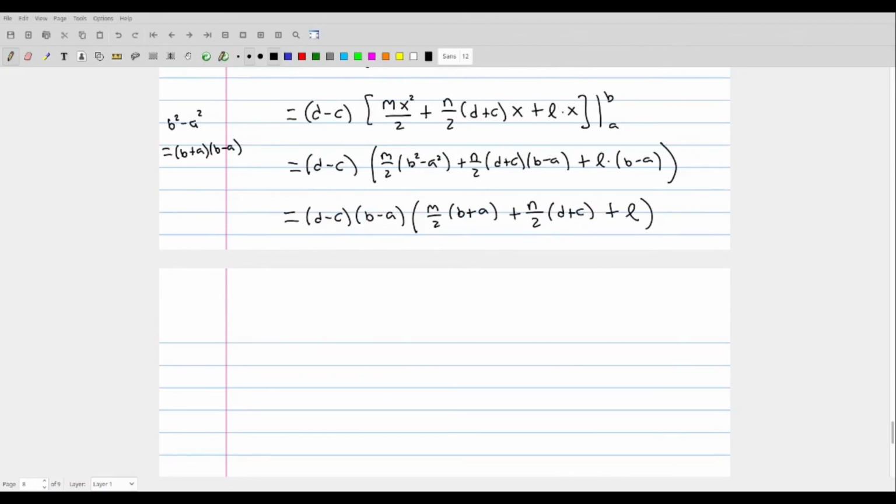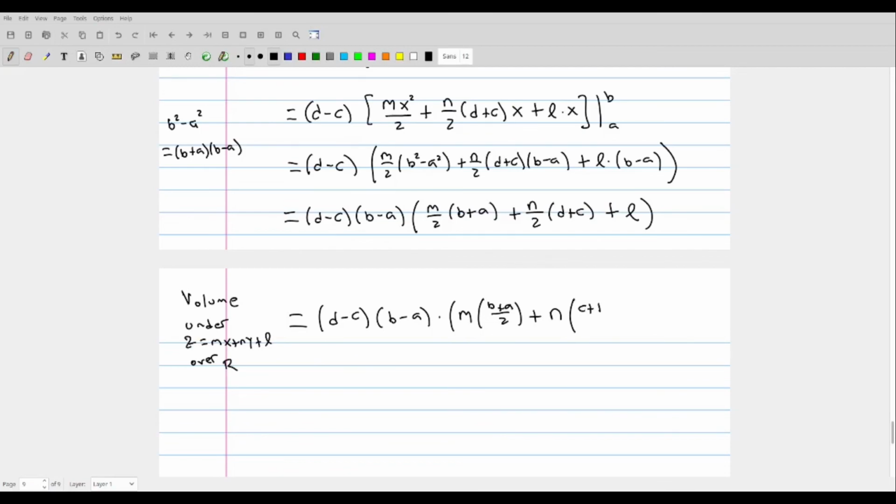And this value is the value of the volume. The volume under z equals mx plus ny plus L over this rectangular region R. This is equal to d minus c times b minus a times m times b plus a over 2 plus n times c plus d over 2 plus L.